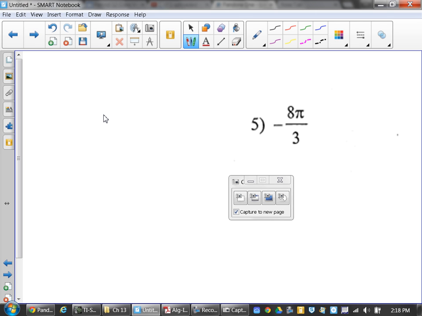Negative 8 pi over 3. Is that more or less than 2 pi? It's more. This is the same thing as saying negative 2 and 2/3 pi. So as you spin them around, it's easier just to write it once. When you spin it around, there's negative 2 pi.